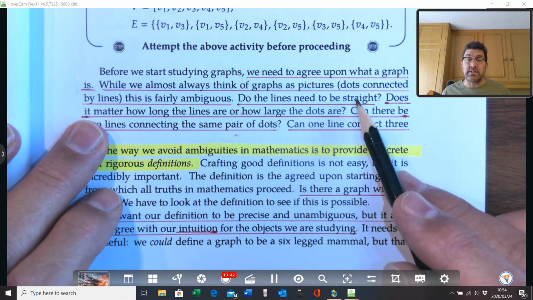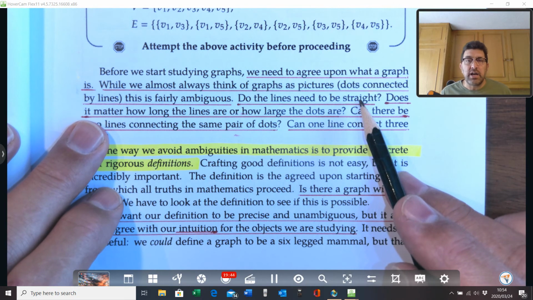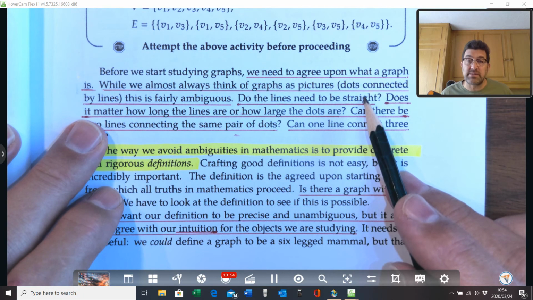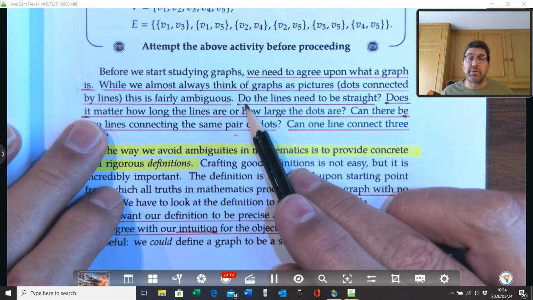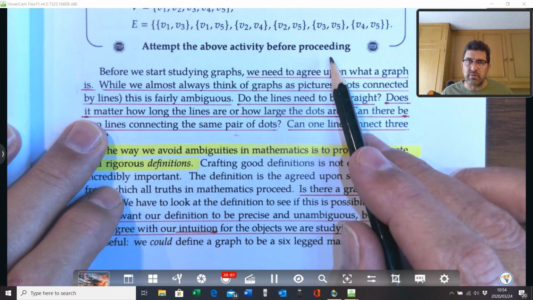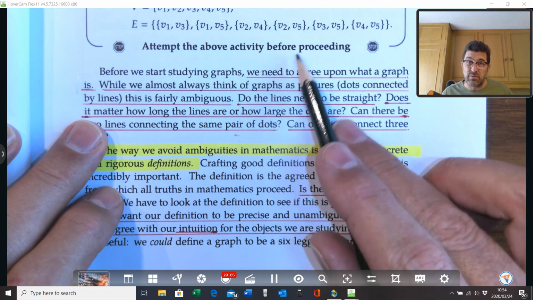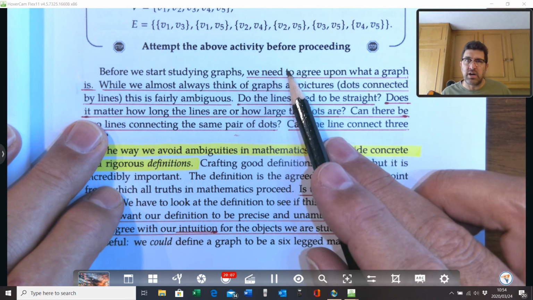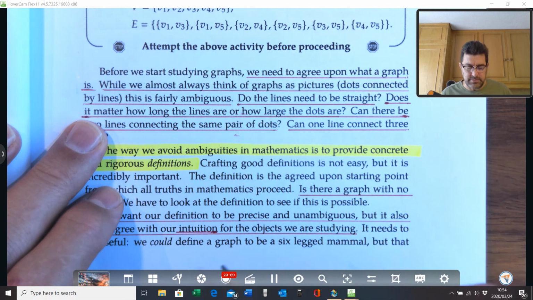Do the lines need to be straight? Well, in the geometry class, if you say the word line, a line is a straight geometric object. In the function class, if I talk about a line, I'm talking about something that is indeed straight. So it could be curved, like you saw in my previous ones. In fact, all of those were curves. None of them were lines. Why not? They weren't straight.